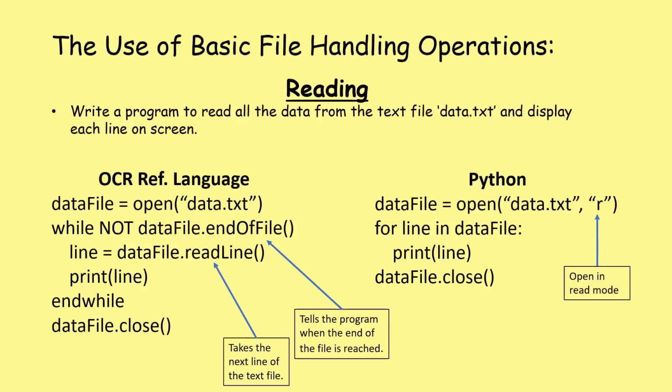In Python, that is slightly different. Data file equals open data.txt. Then we've got that R because we're opening it in read mode. Then we say for line in data file, print line, and then we have the data file.close.